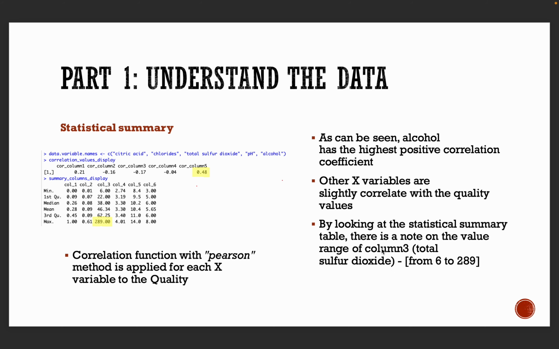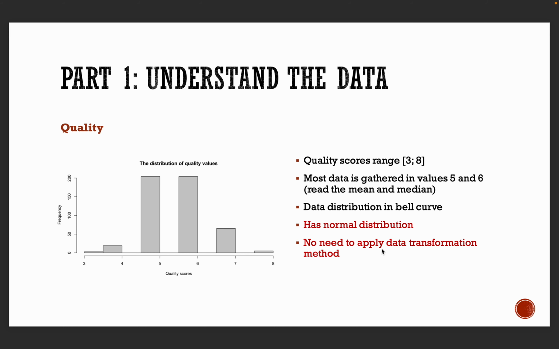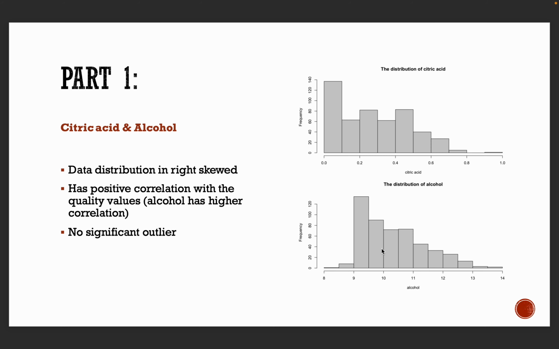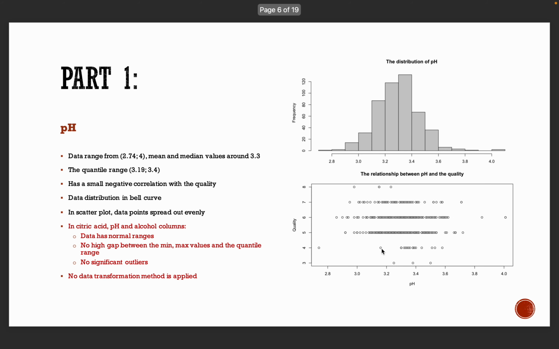In the first part, I apply correlation functions and statistical summary to get an overview of the data. Moving to each column specifically, the quality has a normal distribution with most of the data gathered around the mean and median values. Next, citric acid and alcohol columns are right skewed. They have more smaller values than larger ones. In the pH column, data spreads out evenly. I also take note of the mean, max, and quantile range in each column to compare and identify outliers.